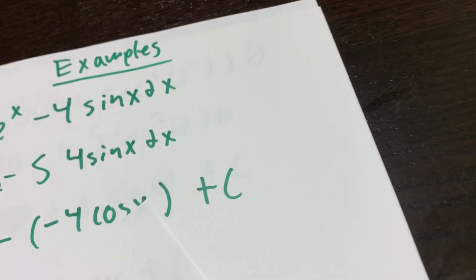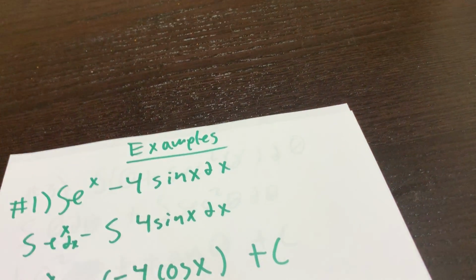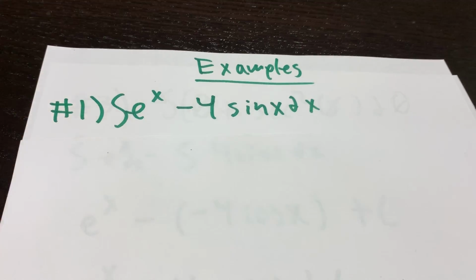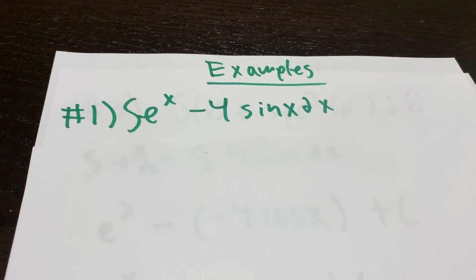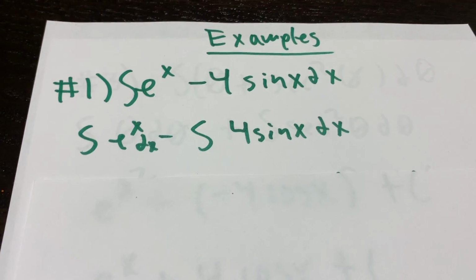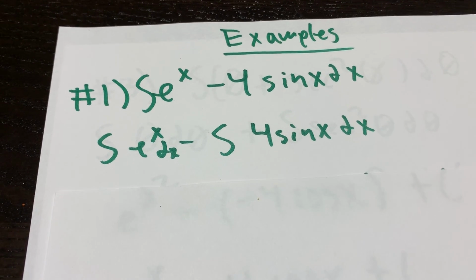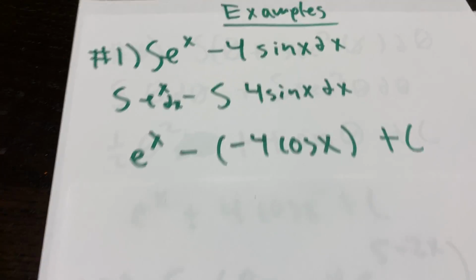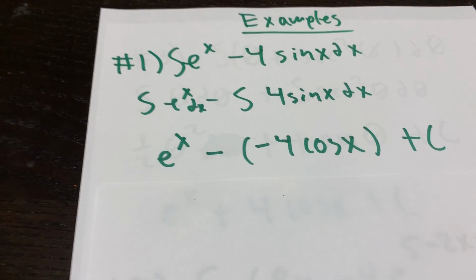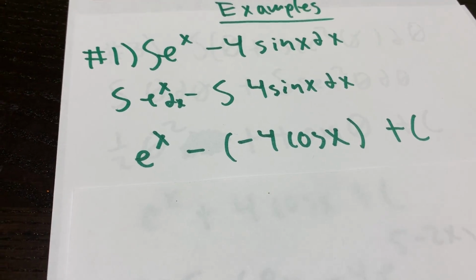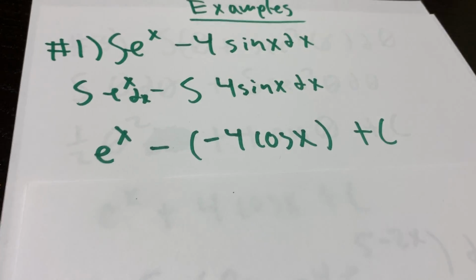Okay. Moving on, we're going to talk about different examples that you would probably see on a test. So, integral of e to the x minus 4 sine x dx. Again, you want to split it up. So you get the integral of e^x dx minus the integral of 4 sine of x dx, which gives you e to the x, since the integral of e^x is just e^x, and then the integral of 4 sine of x is equal to -4 cosine of x plus c.